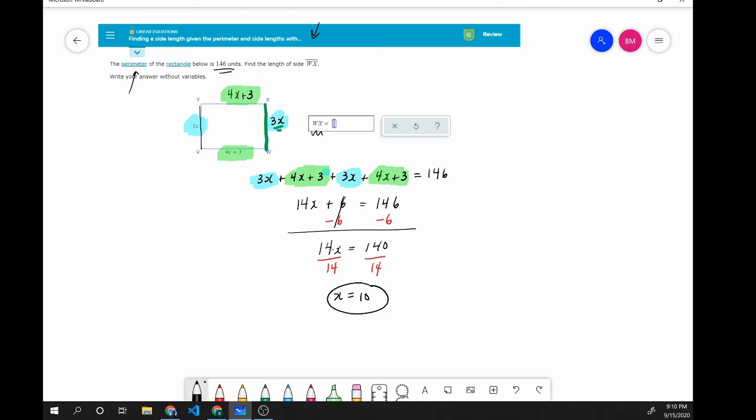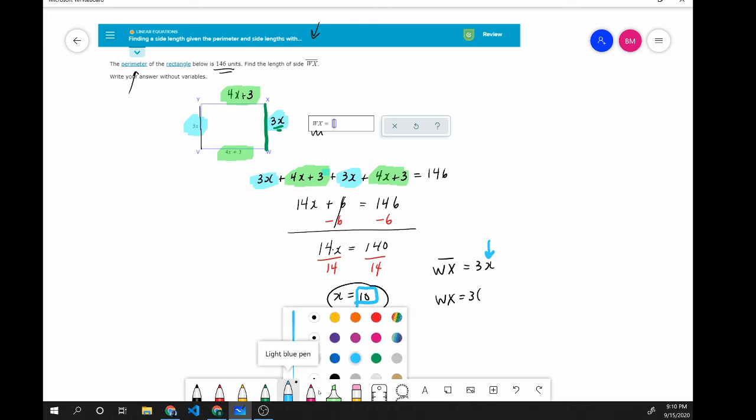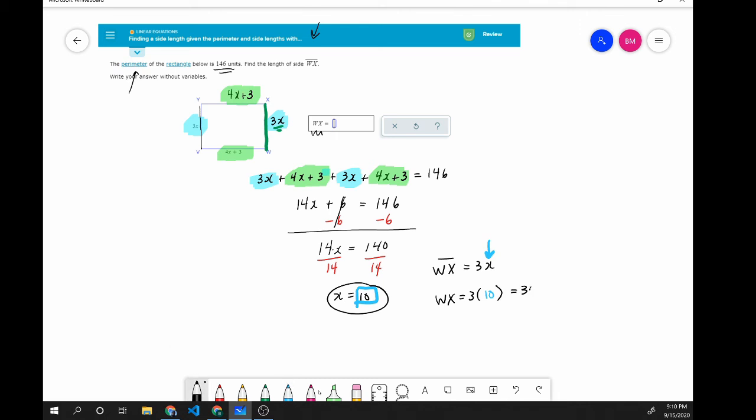So I know that x is equal to 10, so if wx, the side length, is equal to 3x, I'm going to plug in x equals 10 here into this x. So it'll be wx is equal to 3 times, go ahead and color code that, 10. So wx is equal to 30. So the correct answer for this problem is 30.